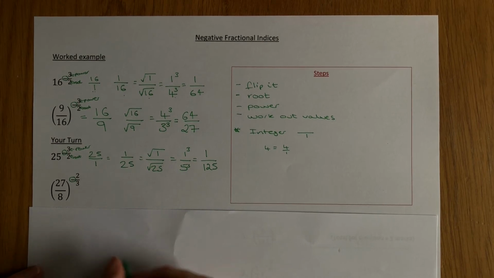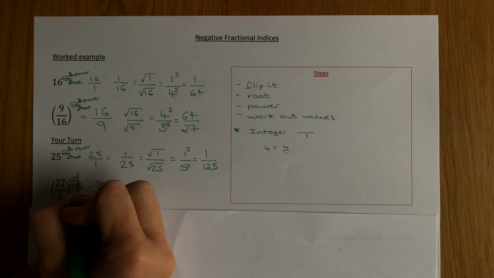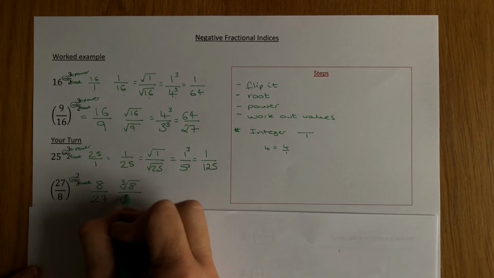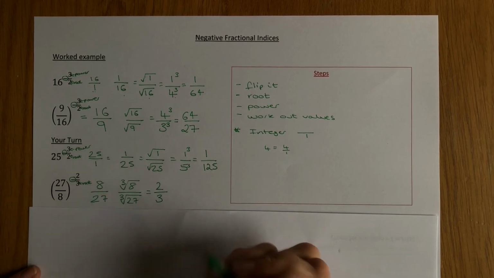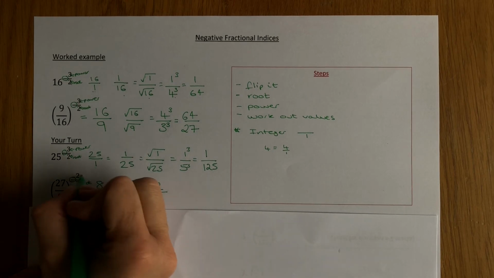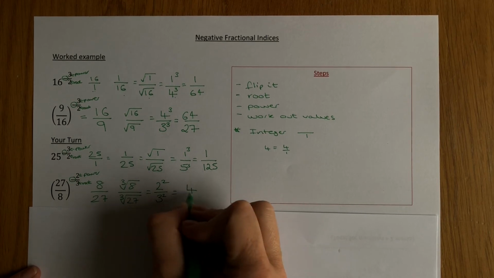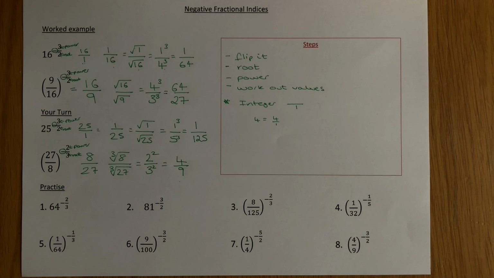Negative power means find the reciprocal, so we flip it. 8 over 27. The 3 is the root, so we need to find the cube root of 8 and the cube root of 27. That gives me 2 over 3. The top number here is a power of 2, so I square it, I get 4 over 9. Okay, hopefully got those correct. I've now got 8 questions for you to have a go at. Press pause, have a go, and then we'll go through them.